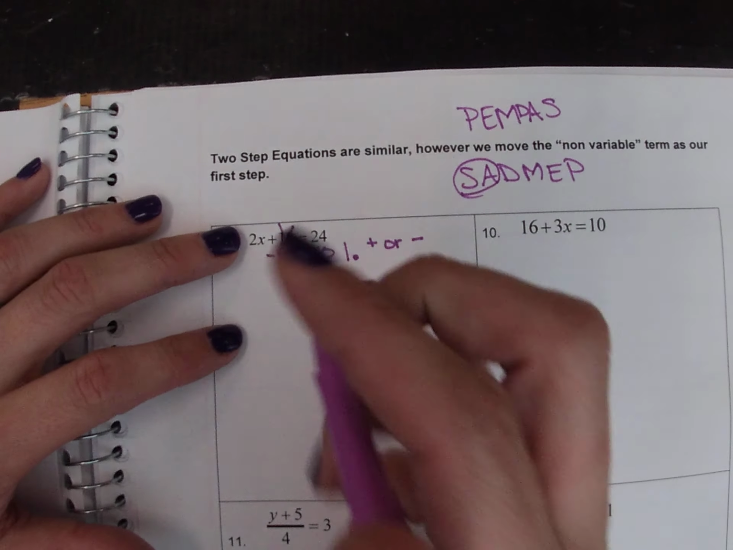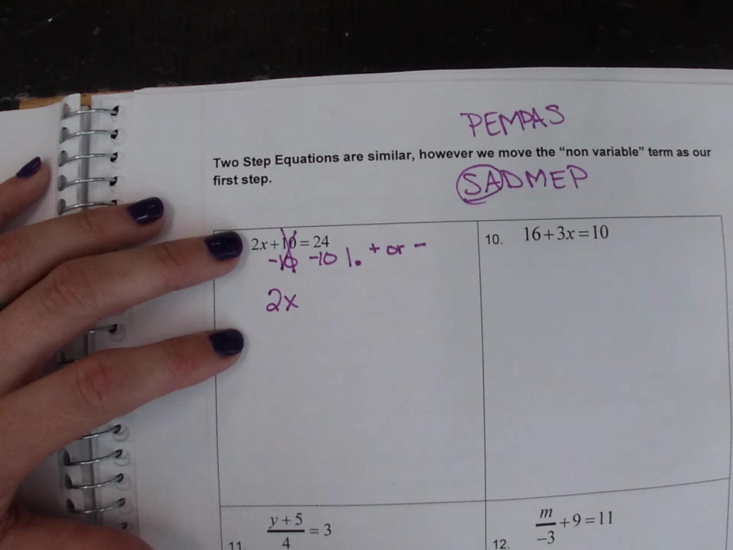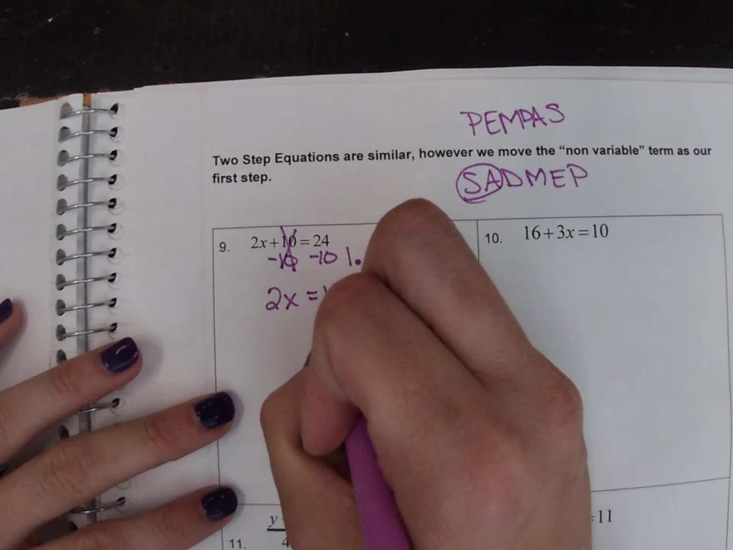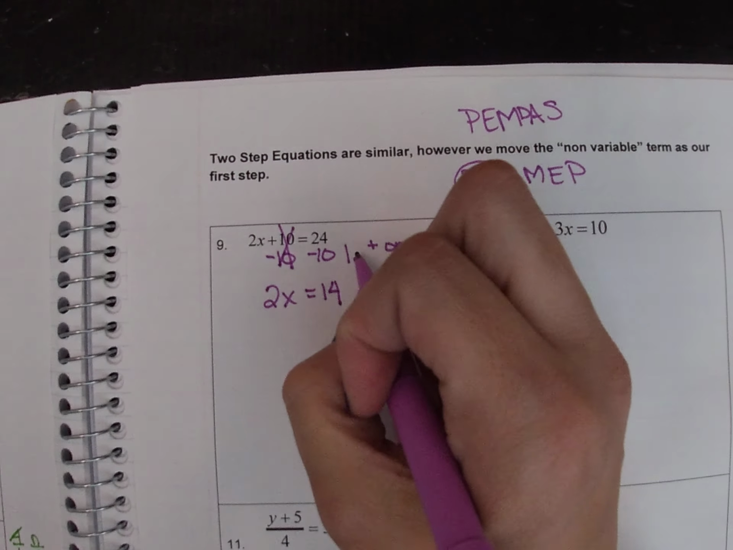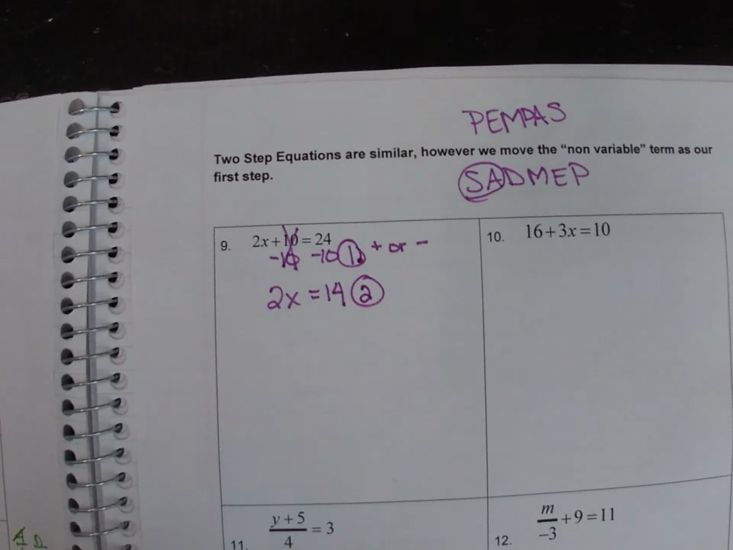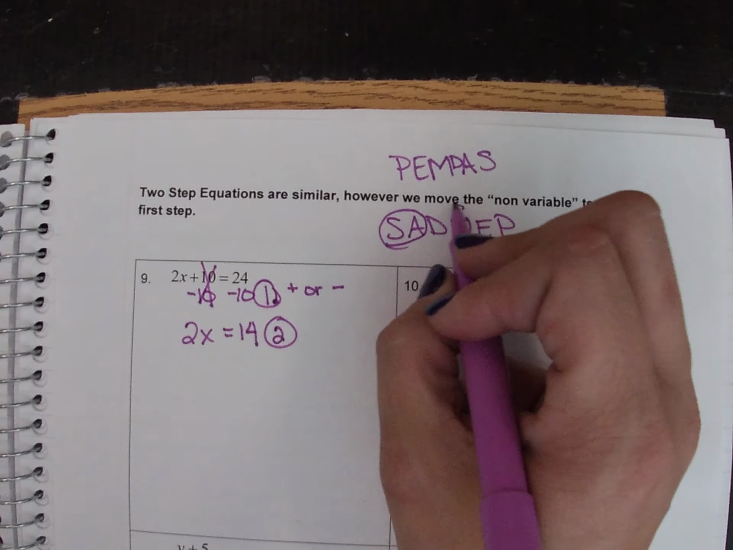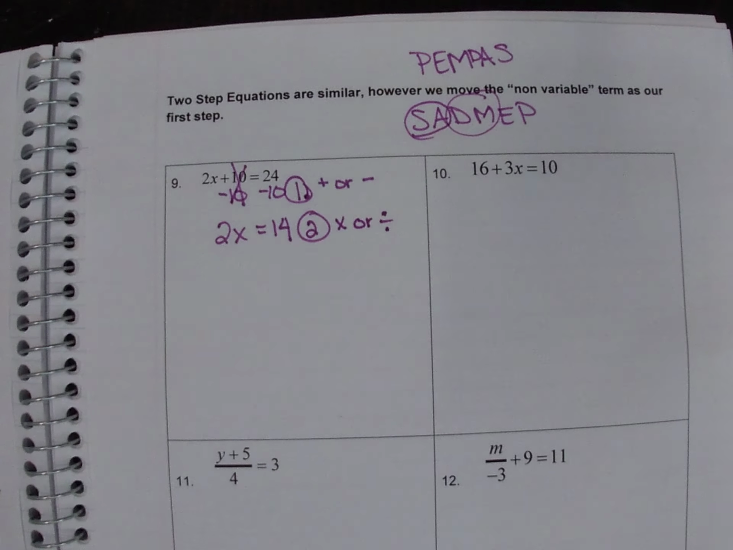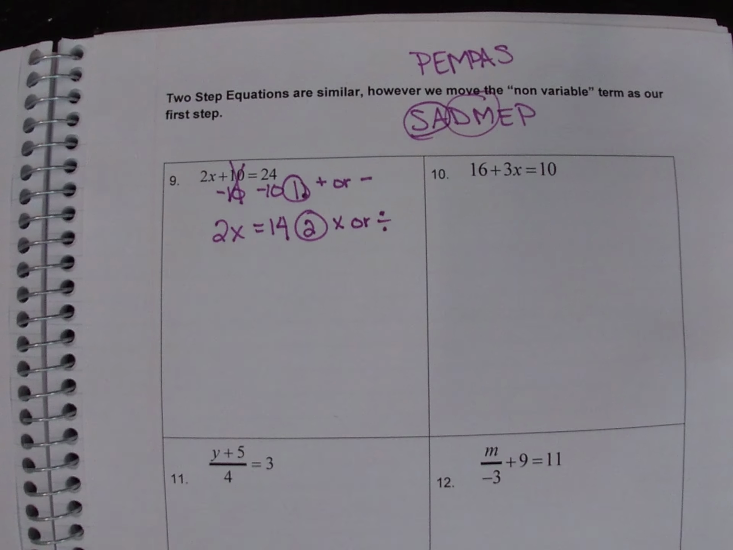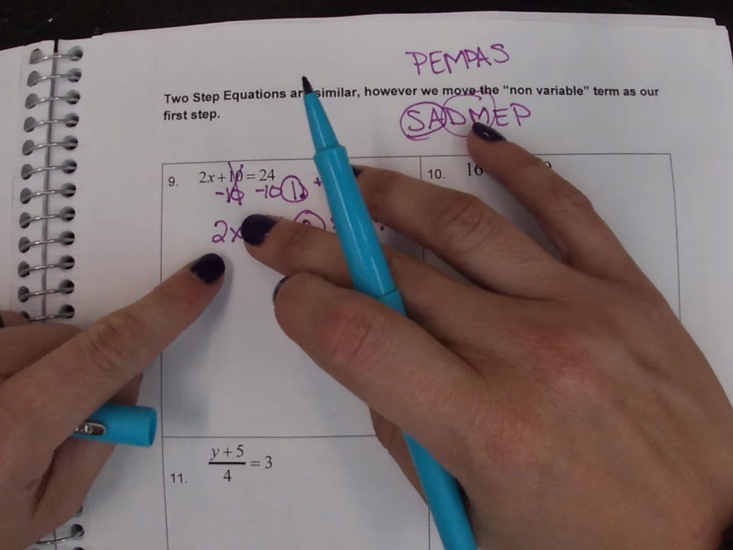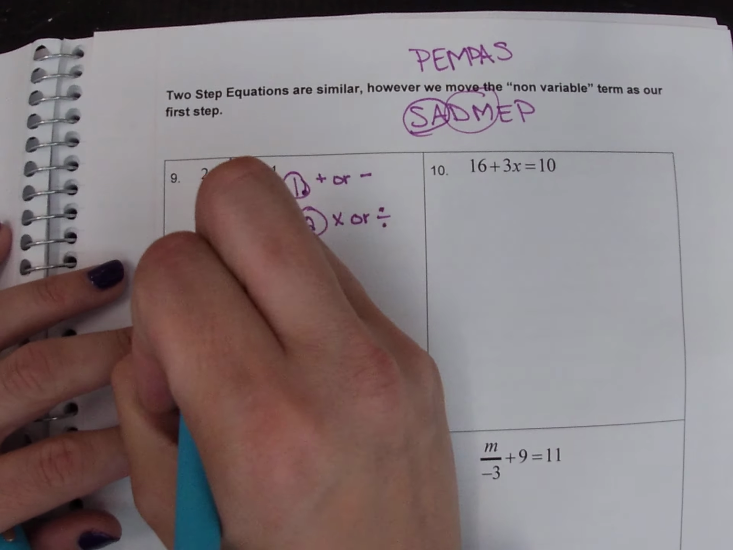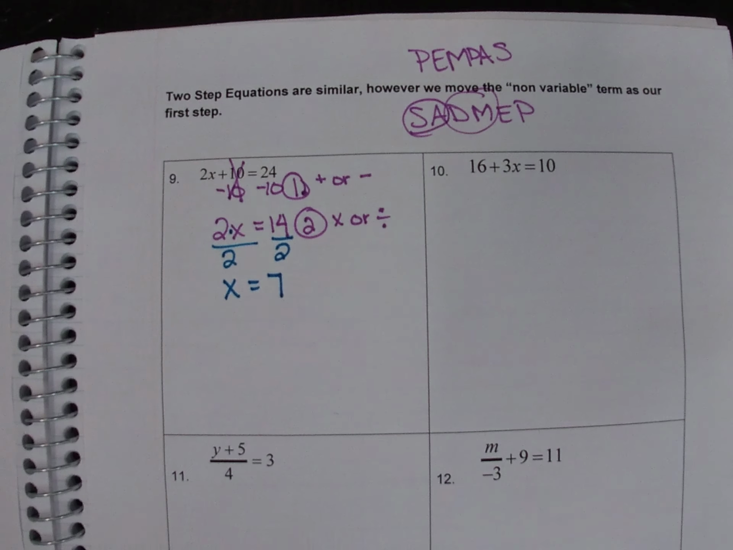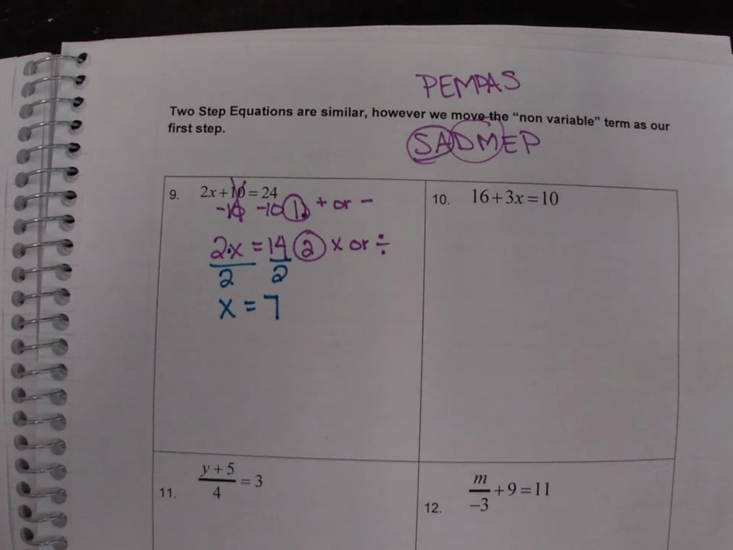But now instead of just having a variable come down, I'm having a 2x come down. 24 minus 10 gives me a 14. So I'm not done. So now I have a step 2 that I have to consider, which is going to be to think about my division and multiplication. So now I'm going to undo any multiplication or division. Just like we were practicing, when I look over here, this is multiplication. I undo multiplication with division, and I will get a final answer of x equals 7.